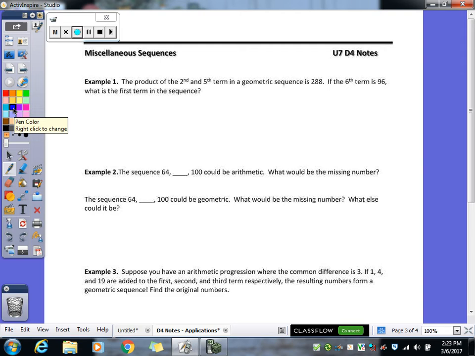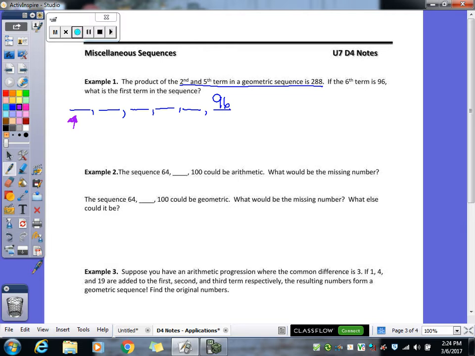Okay, next one. This is our last page of notes here. So we have the product of the second and the fifth term in a geometric sequence is 288. If the sixth term is 96, what is the first term of the sequence? So I'm going to put my little lines here. 1, 2, 3, 4, 5, 6. So I know my sixth term is 96. We're trying to find that first term. So in order to find that term, we need to know what our common ratio is. What is our r value?